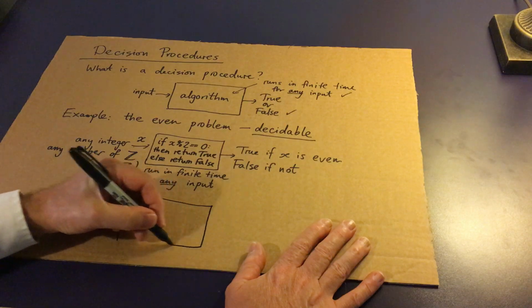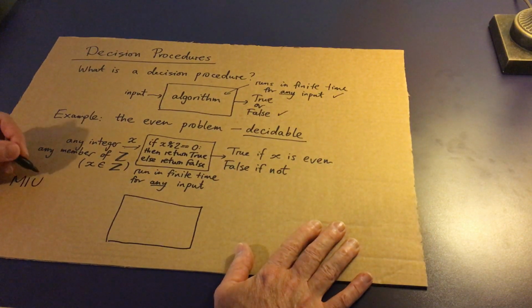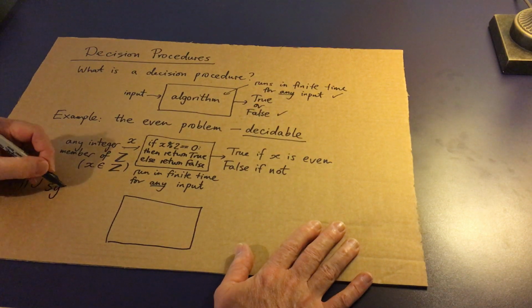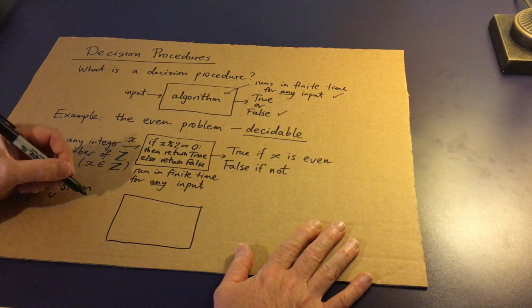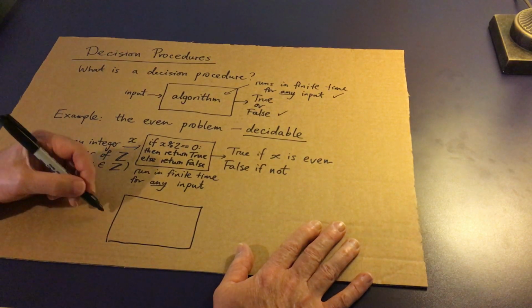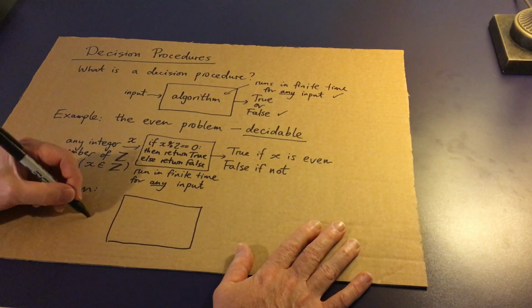Let's now turn to the MIU system. This is the original MIU system, the one with 4 rules. The original and still the best. The MIU system. What would a decision procedure look like for MIU?